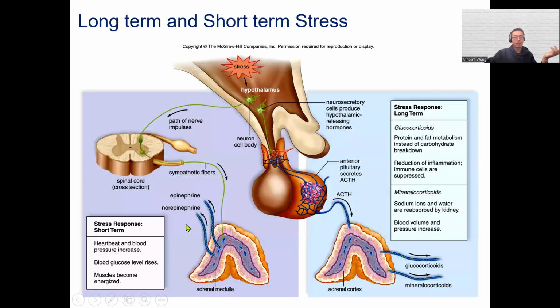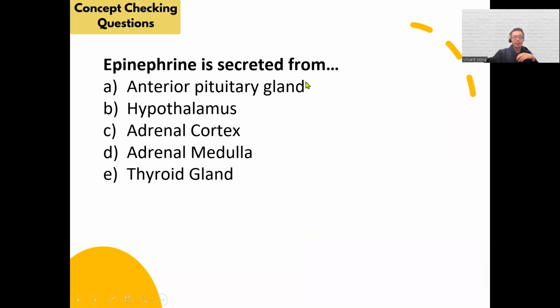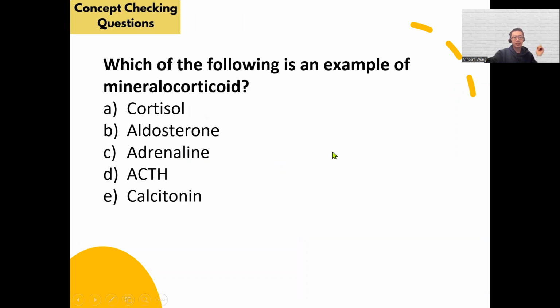Okay. Oh, it's right here. I have a slide for it. Okay, and you can read it through yourself. It's basically what I've been telling you for the past 10-15 minutes. Okay, so epinephrine is secreted by, I'm just gonna tell you the answer, for the interest of time. Hopefully, it's the adrenal medulla. Which of the following is an example of mineralocorticoids? We really only learned one. It's aldosterone.